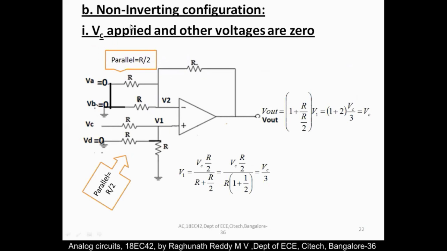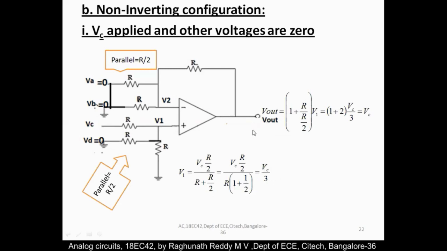Next, within the non-inverting configuration, VC is applied, VD is 0. VC is applied, so the actual voltage applied to the non-inverting terminal of the op-amp, V1, equal to the applied voltage VC times the parallel resistance. These two resistances are connected in parallel, so the resultant value is R by 2. So R by 2 divided by R plus R by 2, that is equal to VC into R by 2. If you take R common, 1 plus 1 by 2, we get VC by 3.